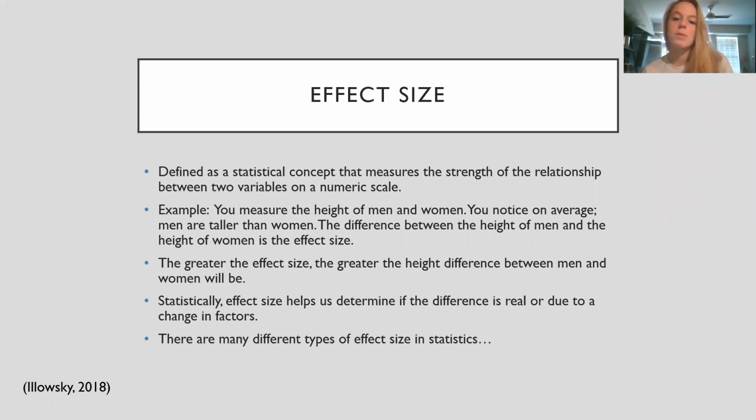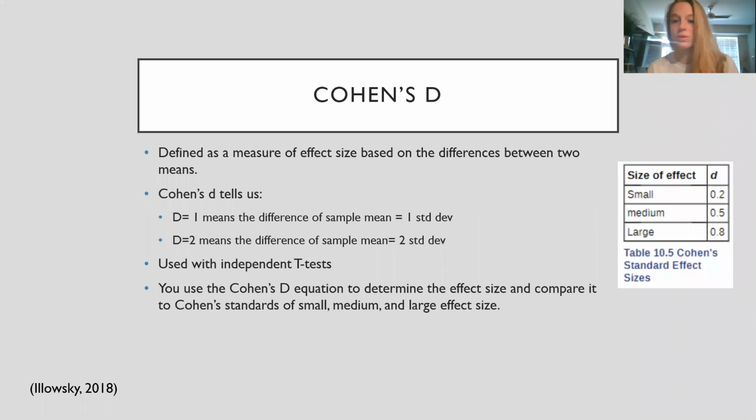And statistically, it's going to help us determine if the difference is real or if it's due to a change in factors. There are many types of effect sizes that we can use in statistics. One of them is Cohen's d. Cohen's d is a measure of effect size based on the difference between two means. For example, a d of 1 means the difference between the sample means is 1 standard deviation, 2 means 2 standard deviations, and so on and so forth.